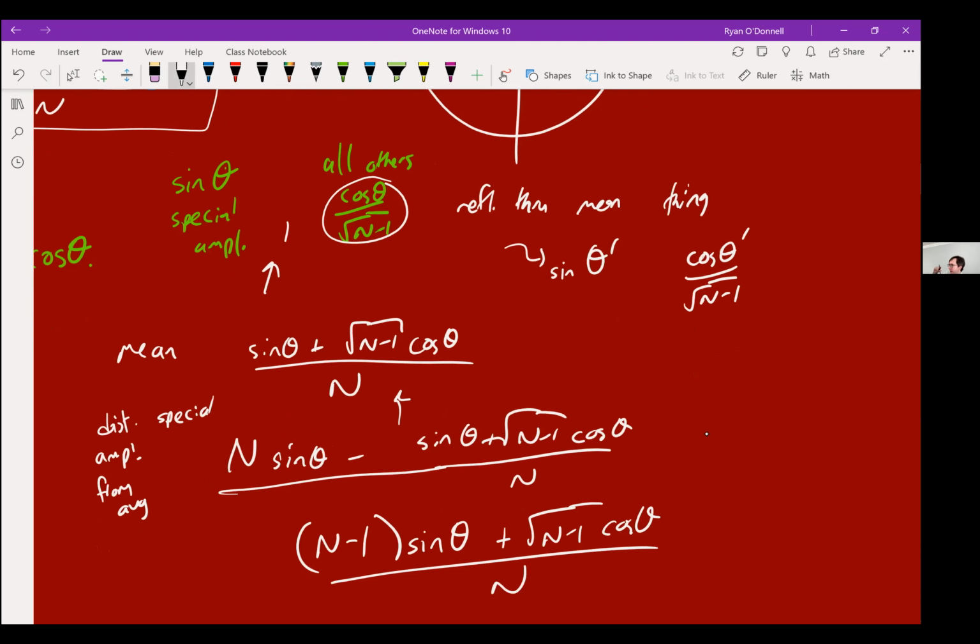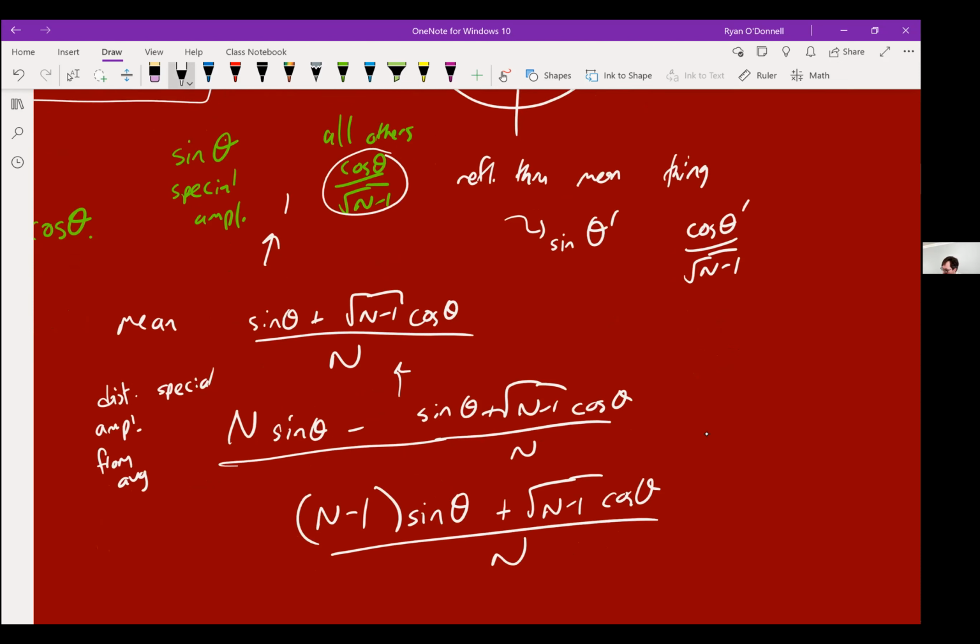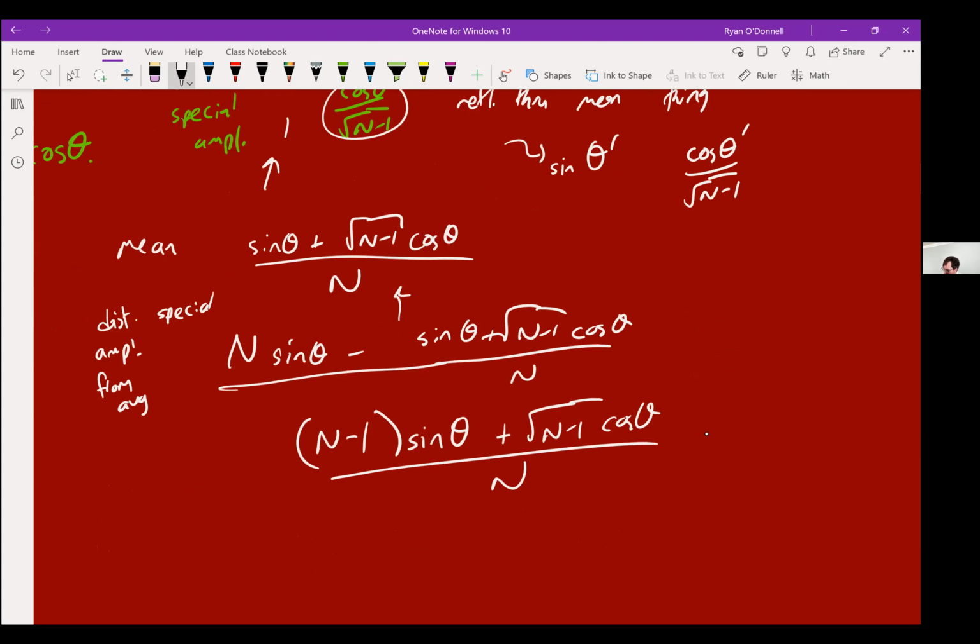And if that's your distance from the average, then your new value is your old value plus twice this distance. So sine theta goes to sine theta plus 2 times this. Maybe I'm doing it backwards. Okay, if this is sine theta, what did we just do? We subtracted sine theta. Okay, so maybe probably minus 2 times this. I don't know, I'm mixing up my things.